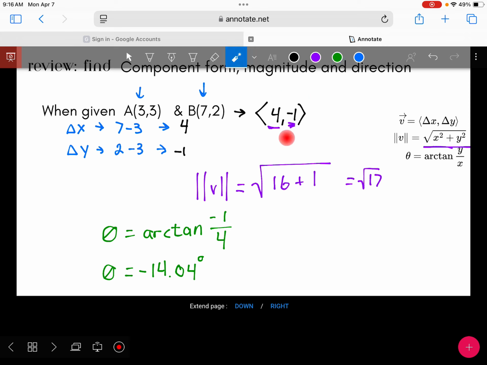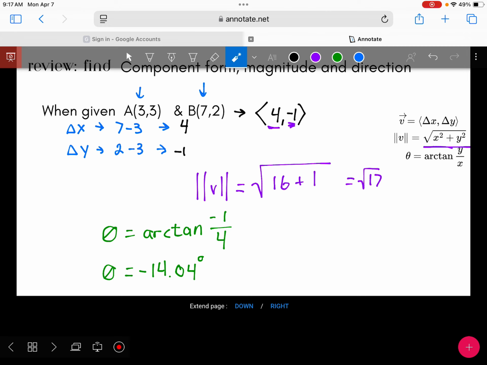Just double checking real quick. What quadrant is this going to be in? 4, -1. What quadrant is this in? 4. Then we're in a good place. If this was in quadrant 2, we would need to be very intentional with this because we need to wind up in the correct quadrant. So this is a quadrant 4 and this is a quadrant 4, so we're good to go.